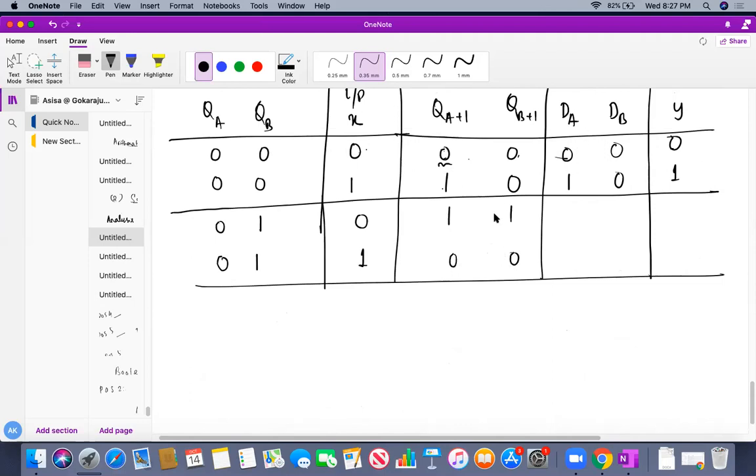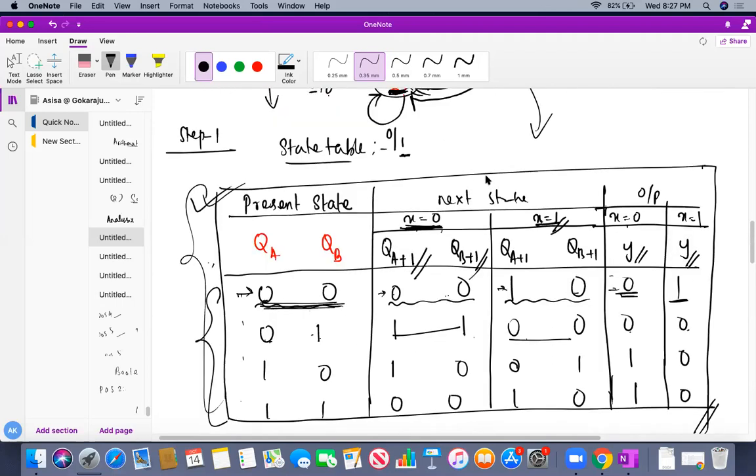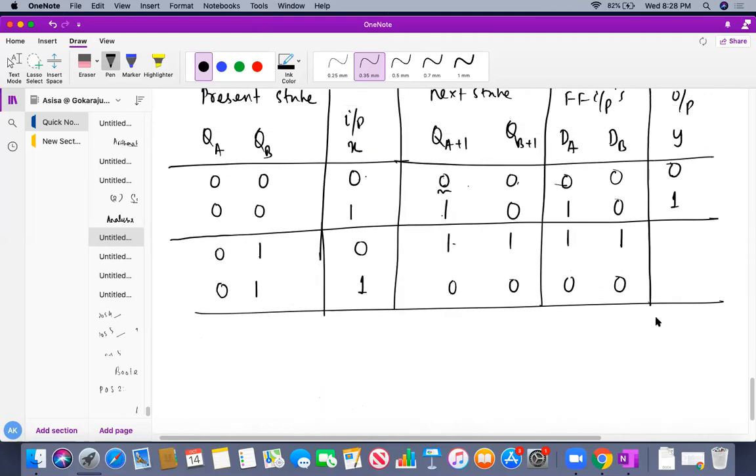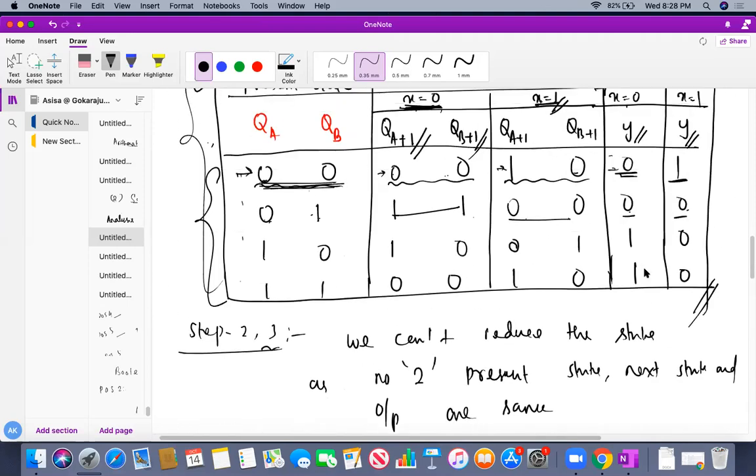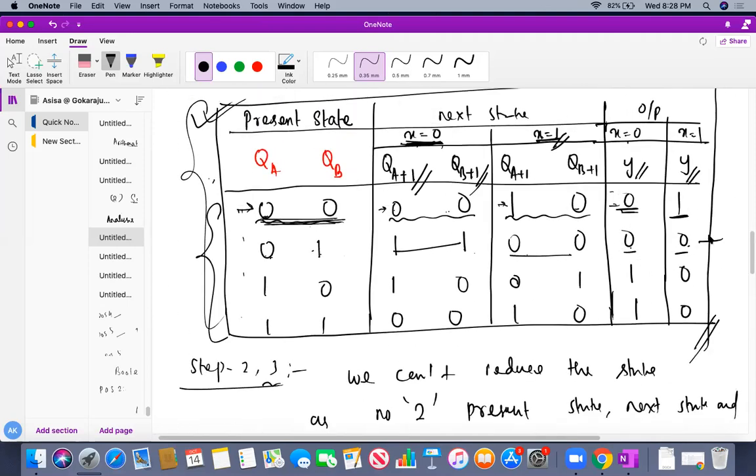And what will be my DADB? Obviously, it follows the next state, 1, 1, 0, 0. And what are my outputs? My outputs are 0, 0. At X equal to 0, my output is 0, and at X equal to 1, my output is 0. Okay. Any doubt on this? Very simple. We have done this.